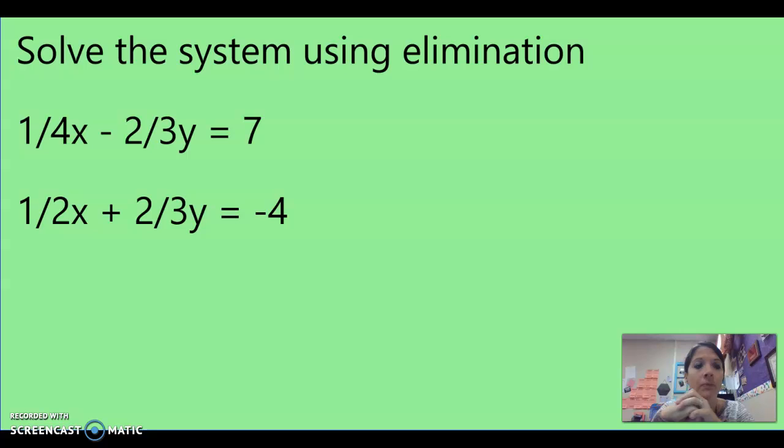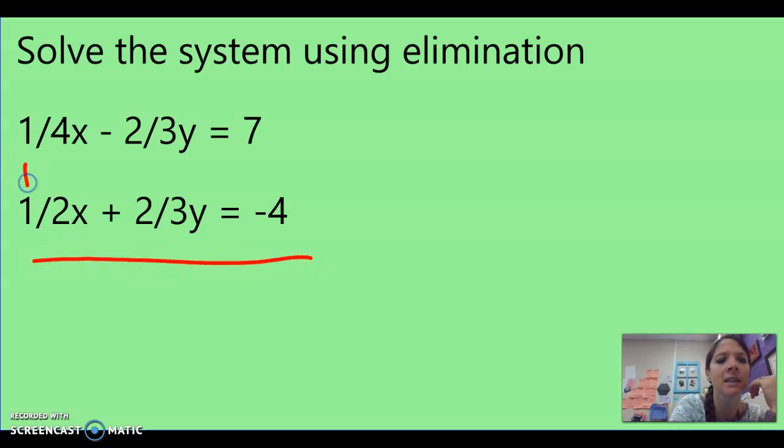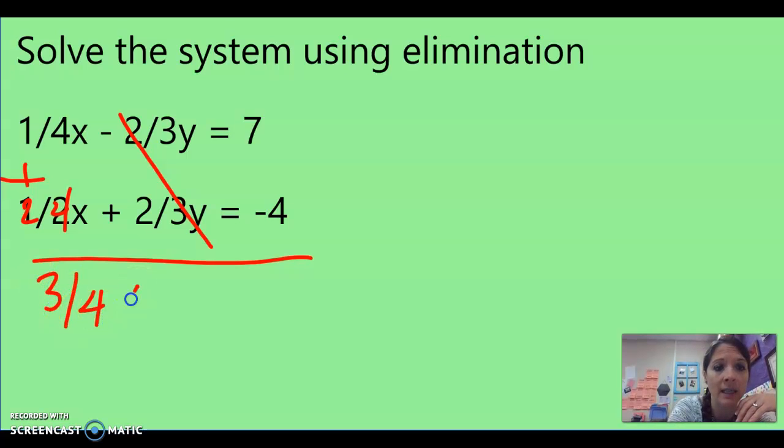Here's what's next. Now I have some fractions. However, my 2/3 are going to cancel. Thank goodness. So I'm going to add them together because one is positive and one is negative. So 1/4 plus 1/2. Well, I don't know 1/4 plus 1/2, so I'm going to change this to 2/4 because it has a common denominator now, and it's an equivalent fraction. So 1/4 plus 2/4 is 3/4 x. Those cancel, and I get 3.